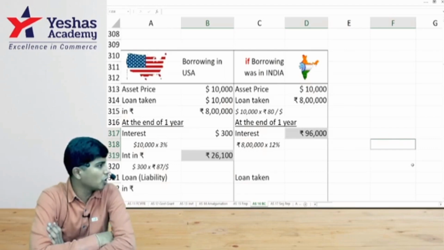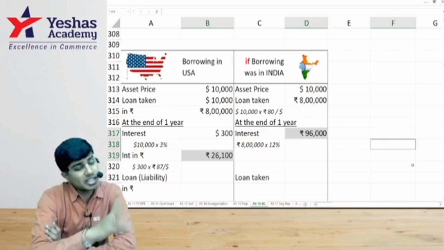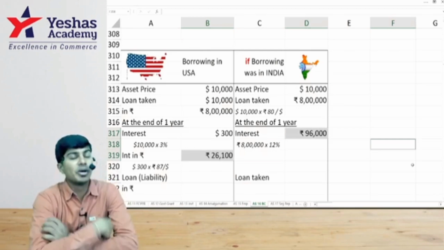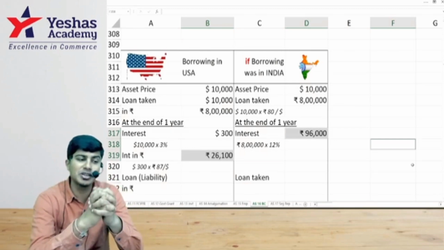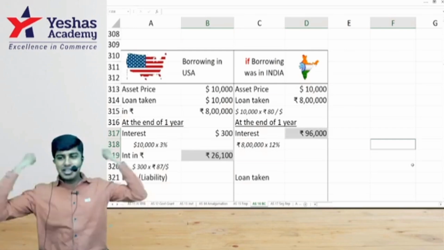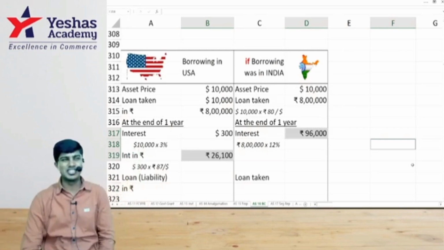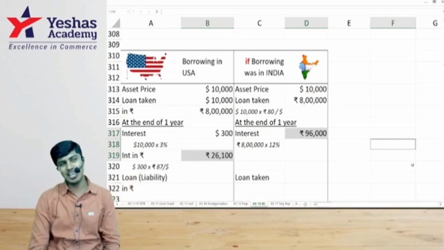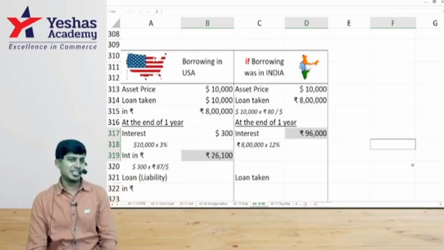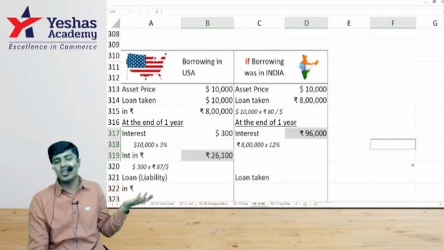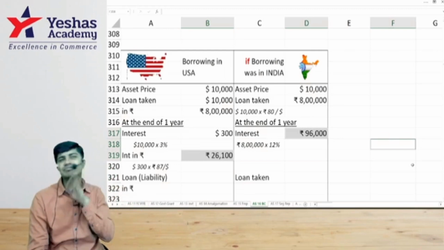Interest is an expense. You want to minimize your expense, to the extent possible you want to incur lesser expense. How much expense do you want to incur? 26,100. So you decide to take the borrowing in USA. So you are telling yourself, I am very smart. Why? I took the loan in USA, not in India. By doing this, I actually paid only 26,100 rupees as my interest. For those who took the loan in India, you pay 96,000 as interest.